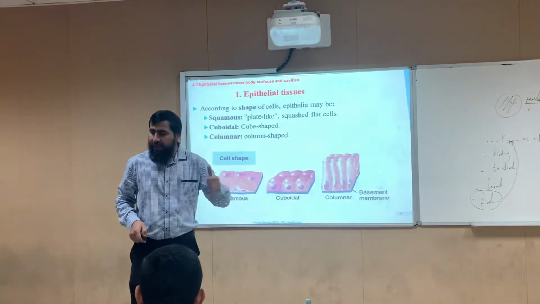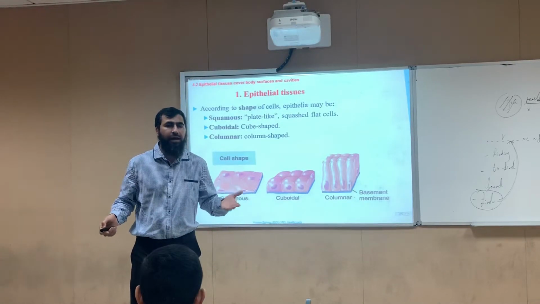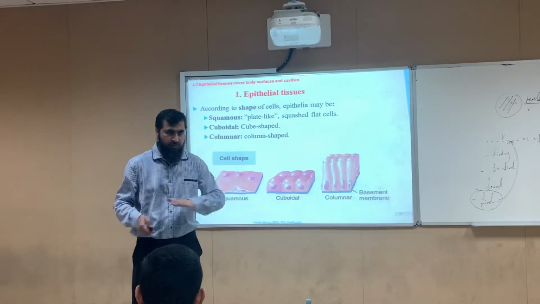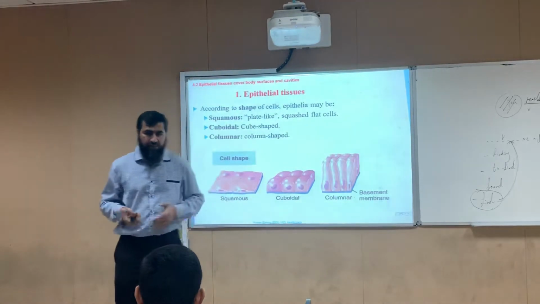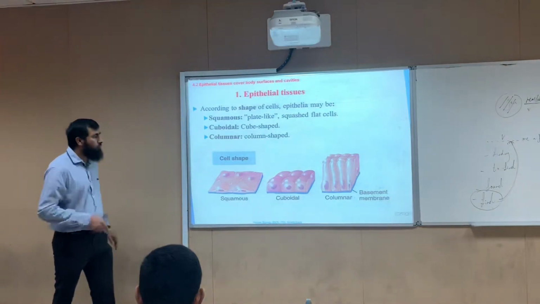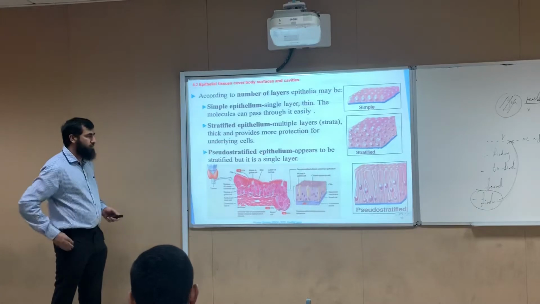The layer and shape, like simple squamous. Okay. One layer of flat cells, one layer of squamous cells. We find that in the lungs, the alveoli, okay, and in the blood vessels. So we name it based on shape and the number of layers.